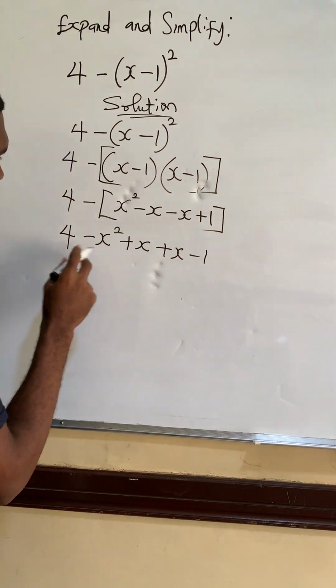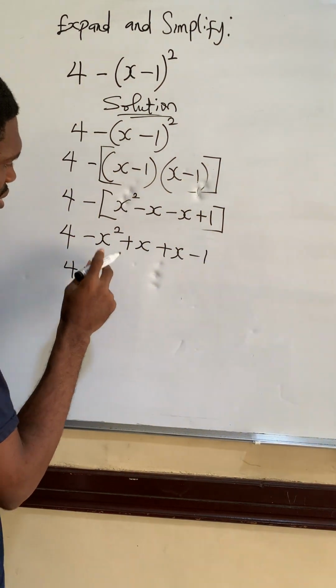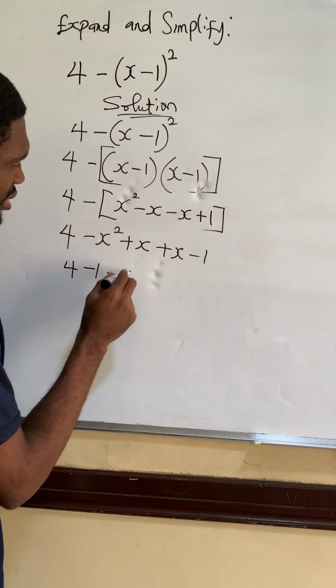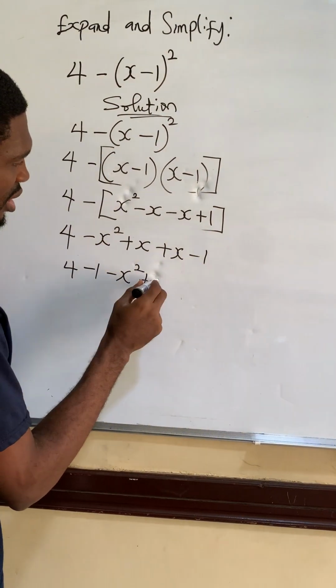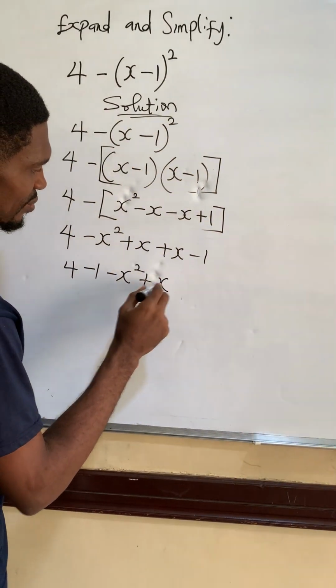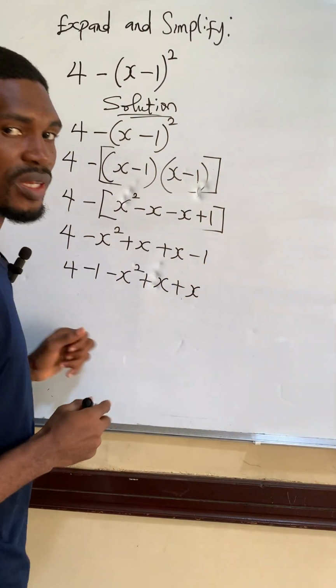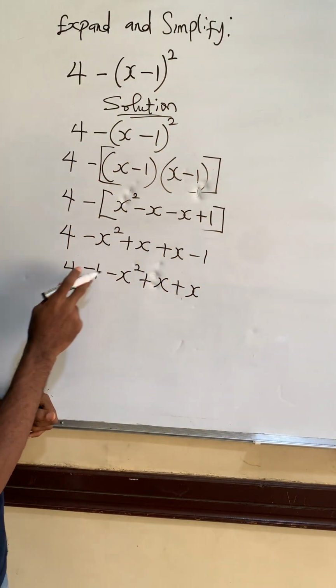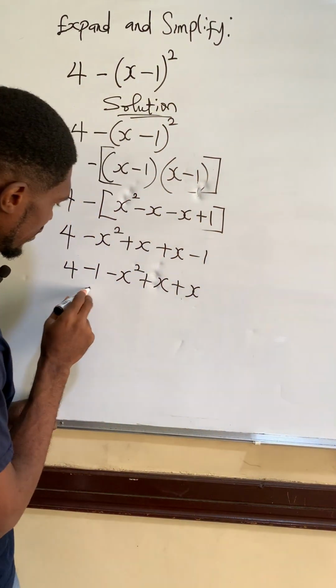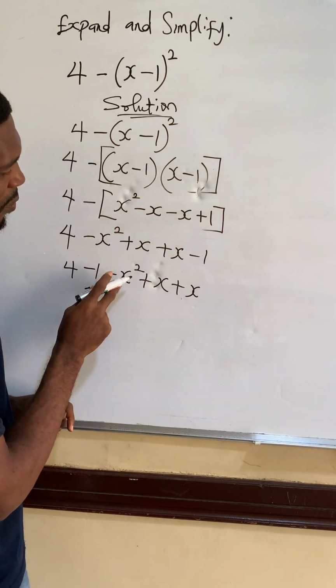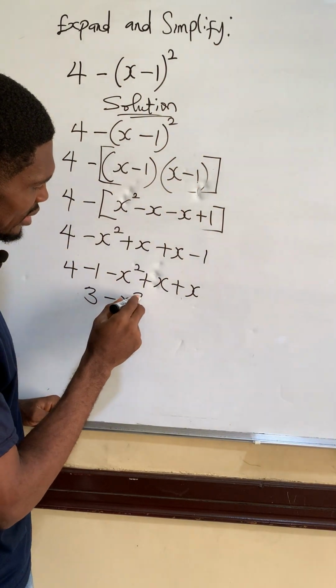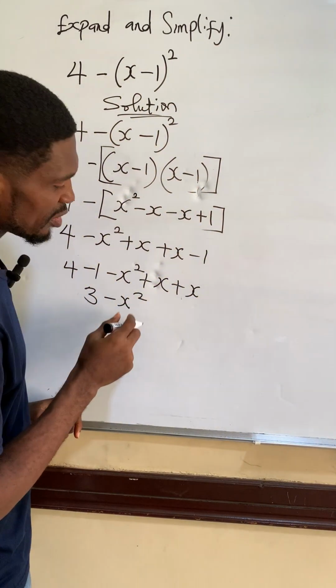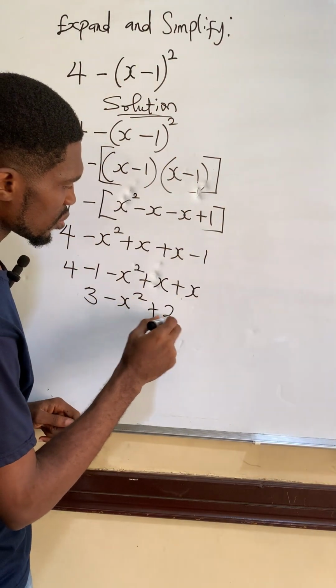We have 4 minus 1 minus x squared plus x plus x. Okay? So we have 4 minus 1 will give us what? 3. Minus x squared. x plus x will give us what? Plus 2x.